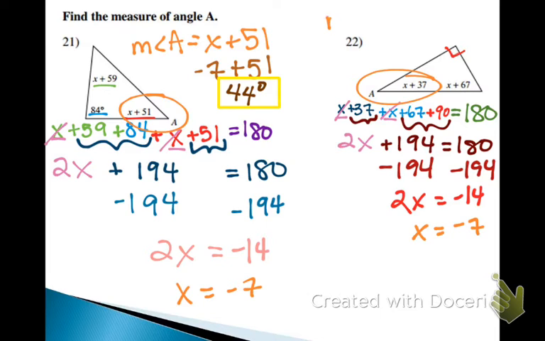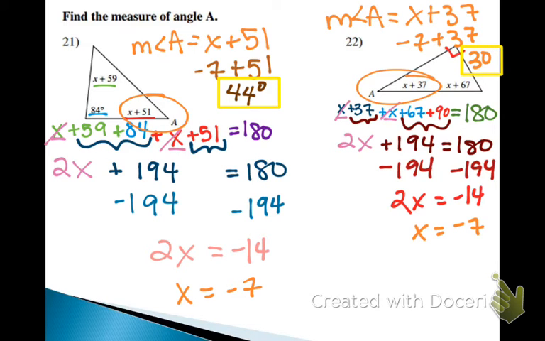All right, so we plug it back in. We got the measure of angle A equals x plus 37. So we plug in negative 7 plus 37, which is how many? 30 degrees. Sorry, I ran out of room up there.